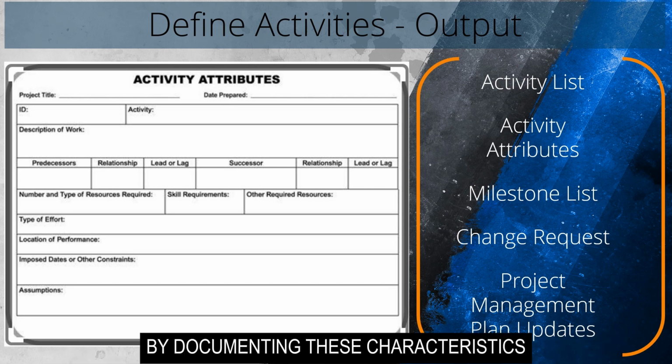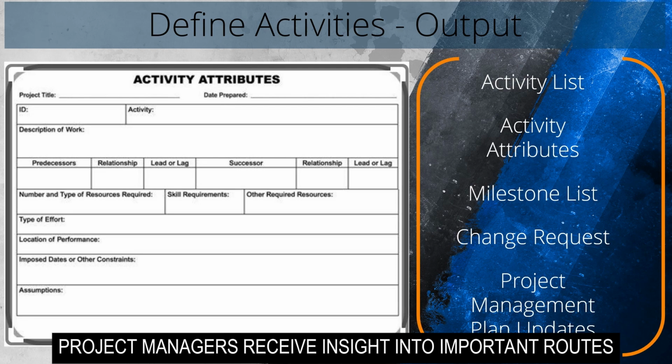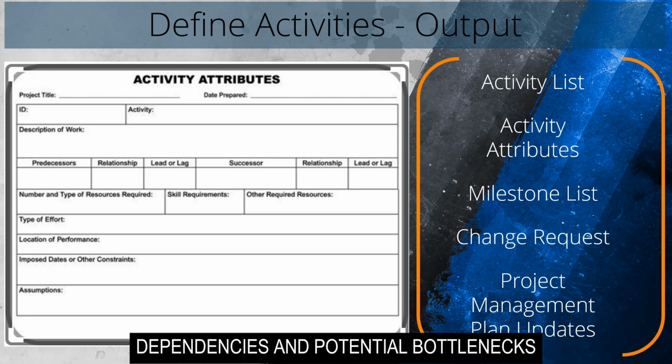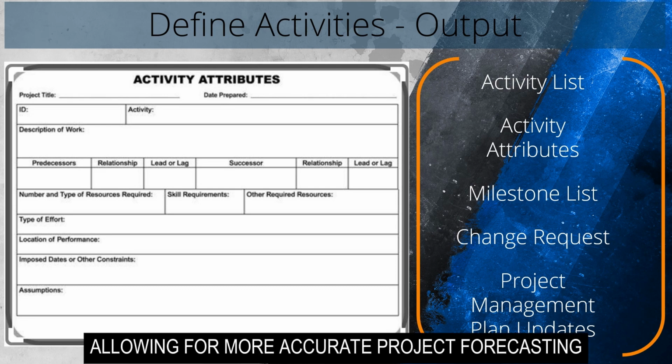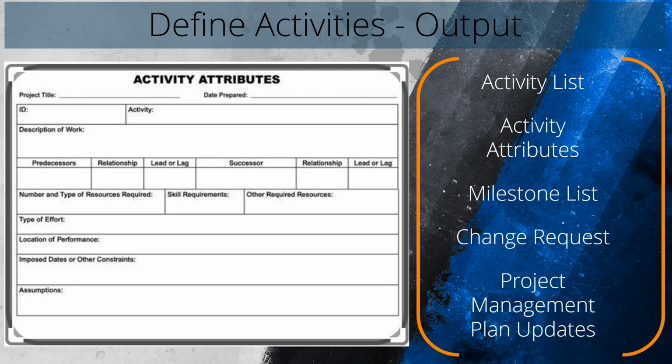By documenting these characteristics, project managers receive insight into important routes, dependencies, and potential bottlenecks, allowing for more accurate project forecasting and risk management.